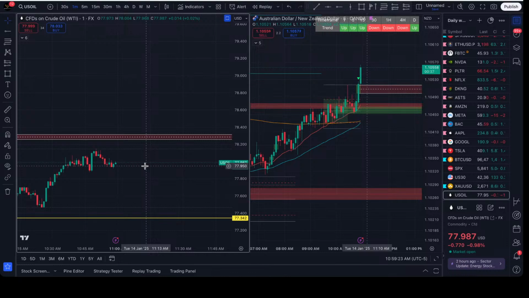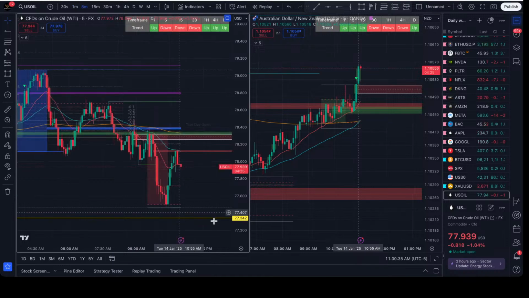we'd ideally like to just stay below the New York fair value gap here. And continue pushing down, get that bearish confirmation, take out previous day's lows. Let's see how much of that gap we filled in. Pretty big gap.